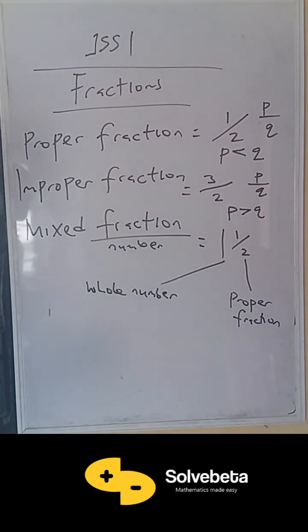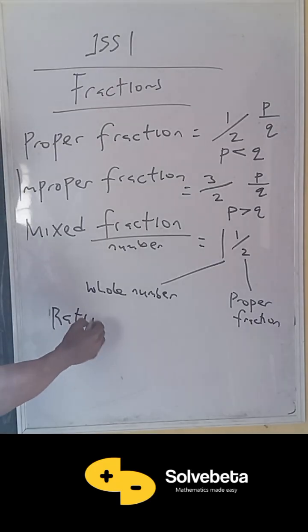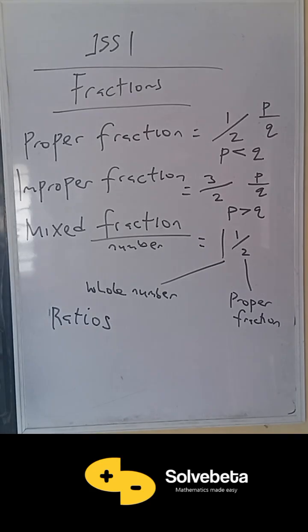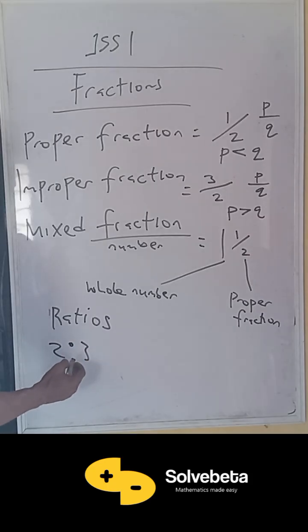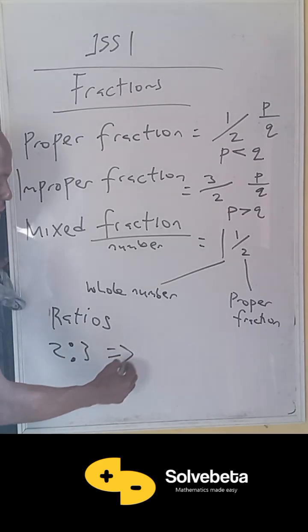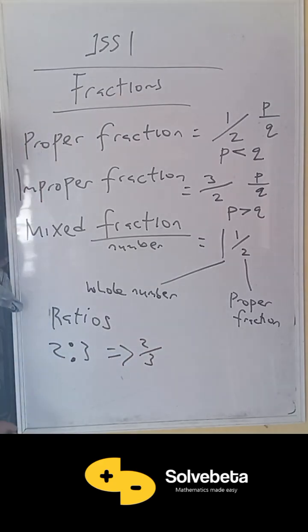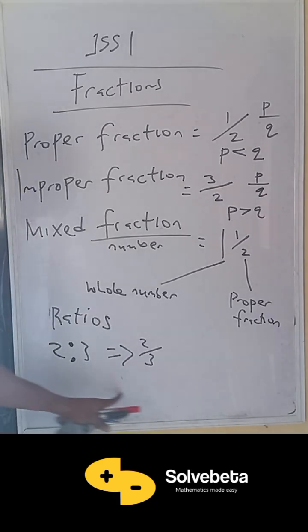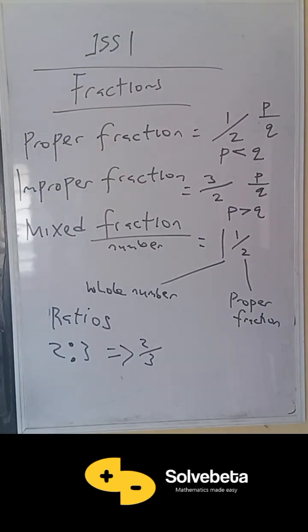Let me introduce the concept of ratios. Ratios can be expressed as fractions. This is the symbol for ratio here. This is 2:3. When you have 2:3, we can write it as 2/3. You can say ratio can be expressed as what? Fraction. Please take note, because we will go there.